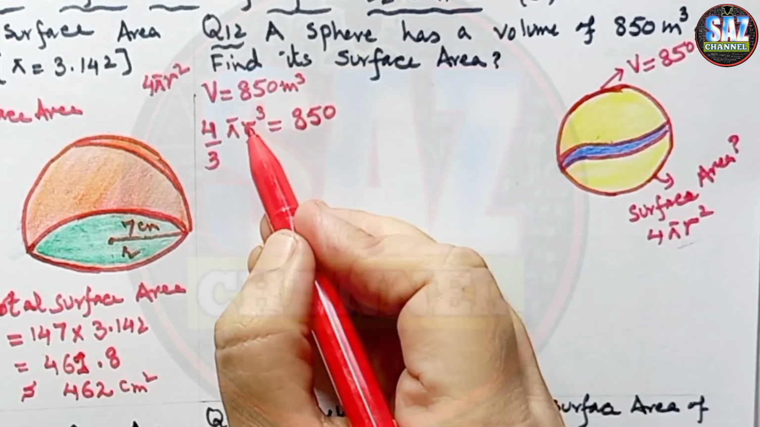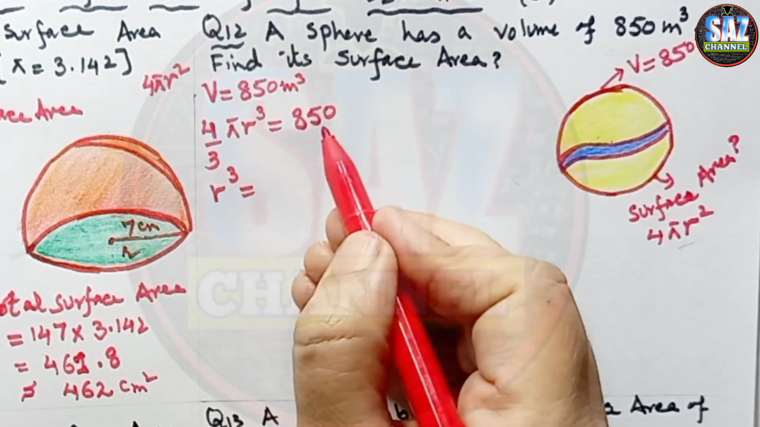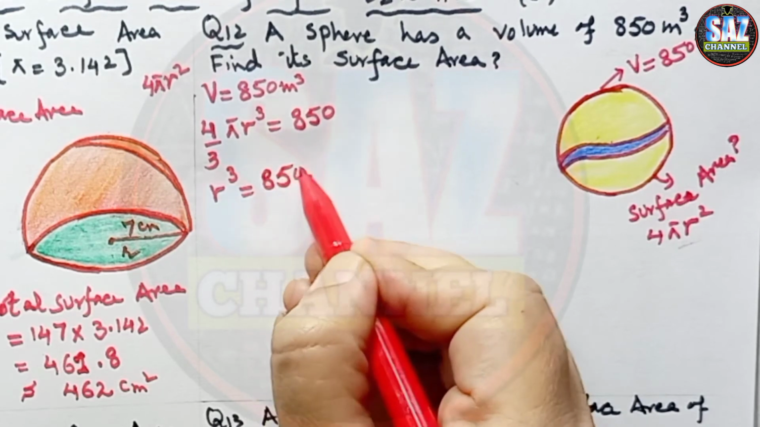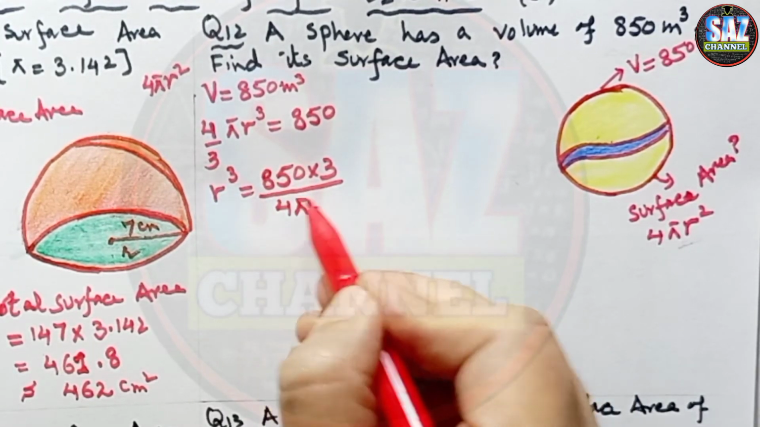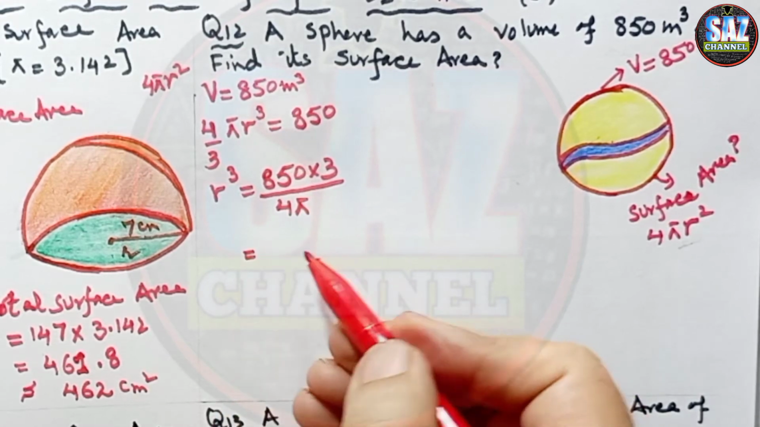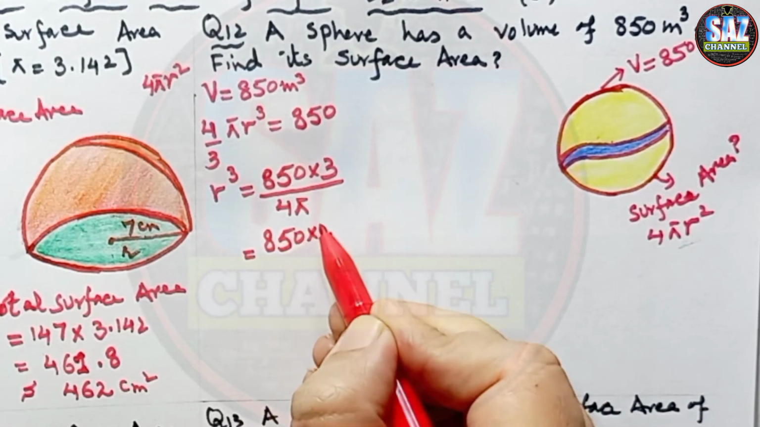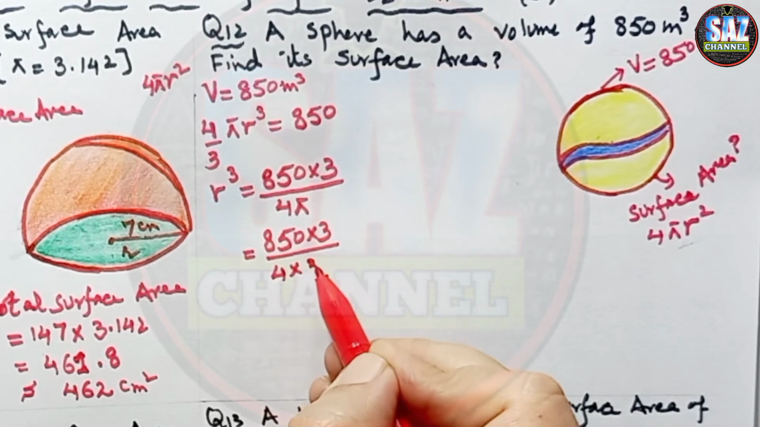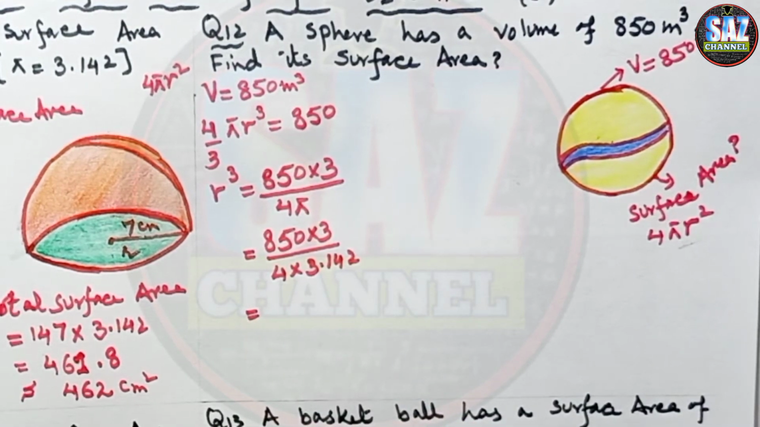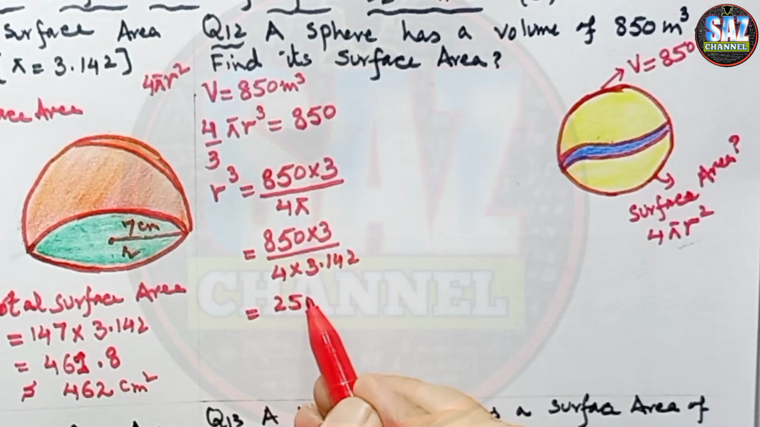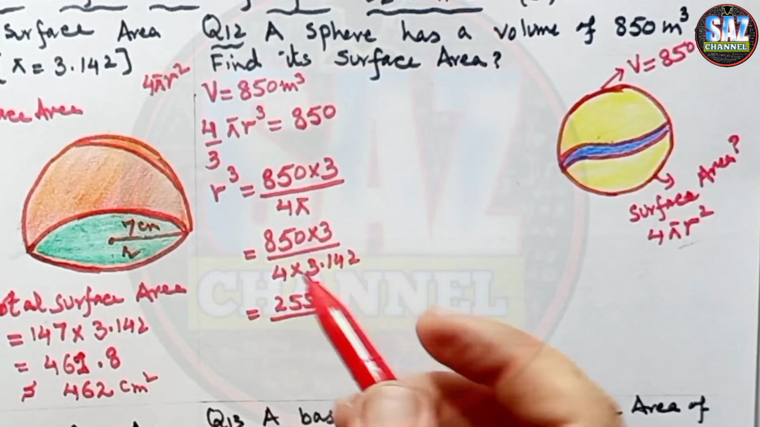In order to get the value of r cube, we first go for cross multiplication: this 3 will be multiplied by 850, and I have to divide by 4 pi, which was in the numerator, to the other side, and for pi we are going to use 3.142. 850 multiplied by 3 is 2550, upon 4 multiplied by 3.142, and this gives me 12.568.